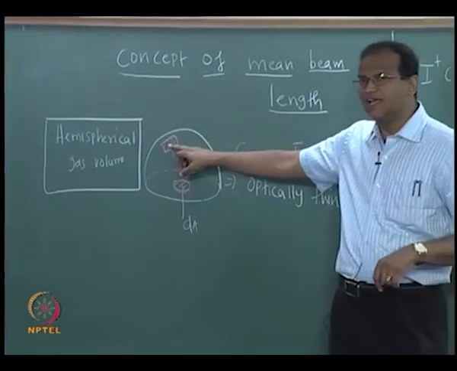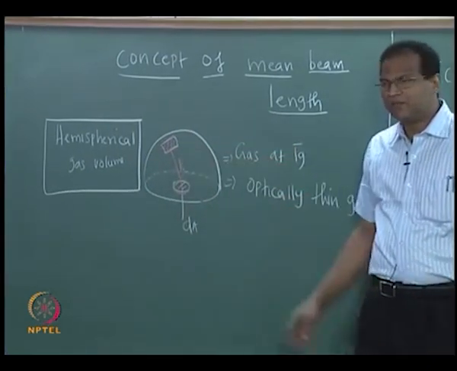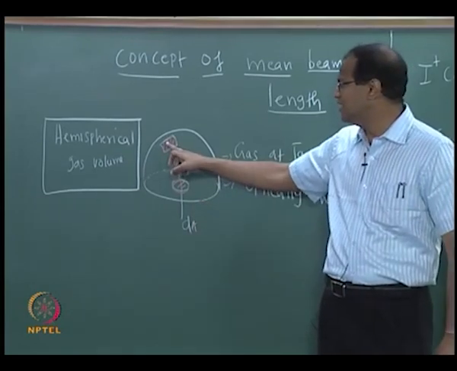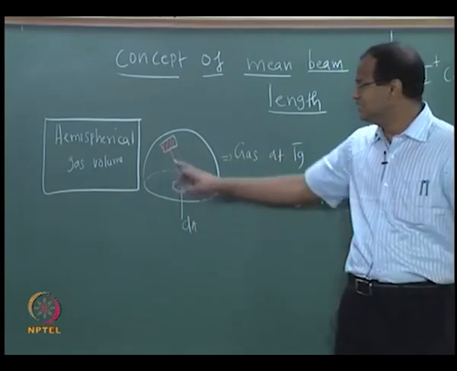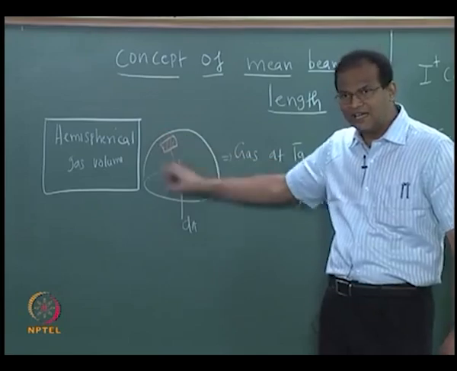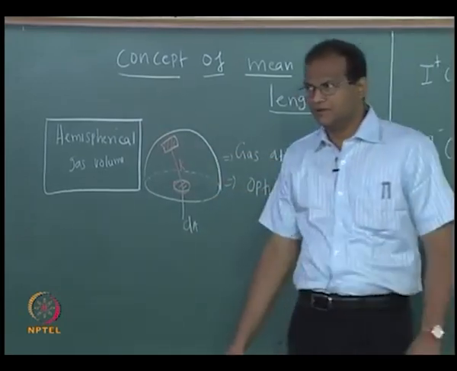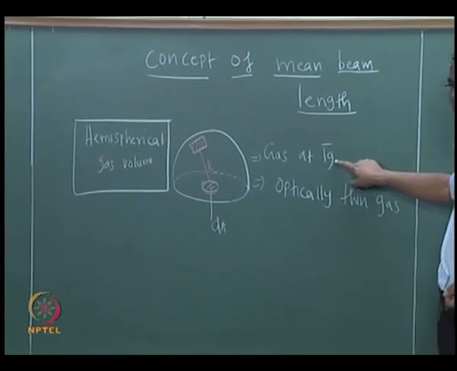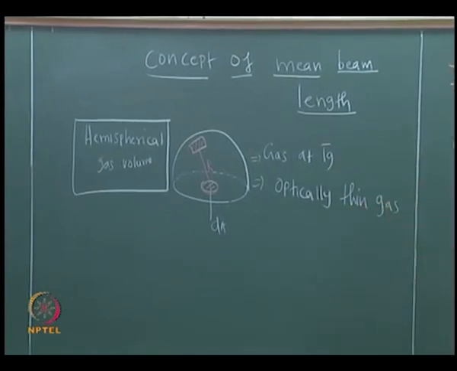I am looking at a small area on the top of this hemisphere, and then we are connecting this area to this area, that is we are trying to find out what is the radiation from here which is arriving here, that is radiation originating from this and then travelling through the gas volume. Now the gas is at a temperature Tg, it is an optically thin gas. These are the two assumptions, and this is a hemispherical gas volume. The idea behind this exercise is to understand more about the concept of mean beam length.